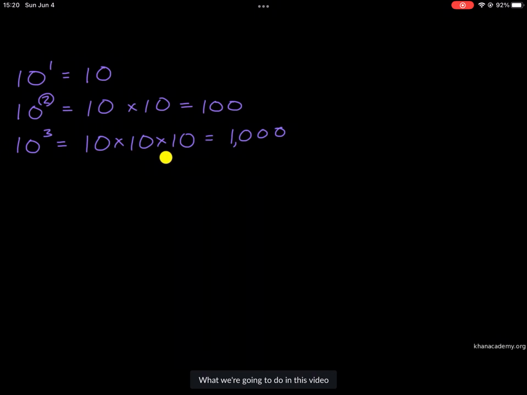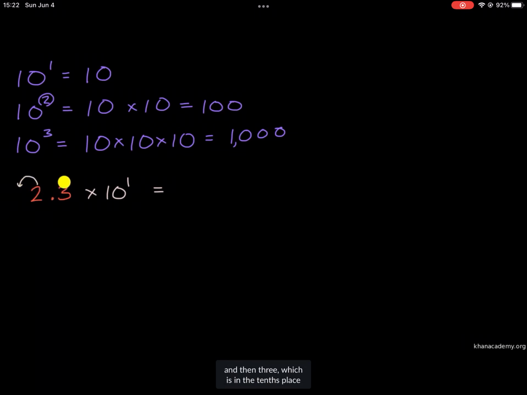What we're going to do in this video is think about patterns when we multiply or divide arbitrary things by powers of 10. So let's start with a number. Let's say I will start with 2.3. And let's first just multiply it by 10 to the first power. Well, that's the same thing as just multiplying it by 10. And we've seen already that when you multiply by 10, you shift all the digits one place to the left. So the 2, which is in the ones place, will end up in the tens place. And the 3, which is in the tenths place, will end up in the ones place. So this is just going to be equal to 23.